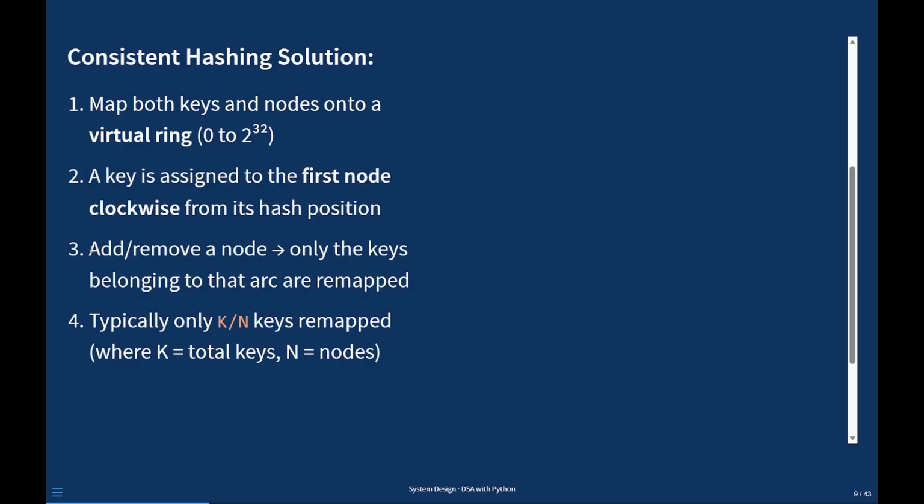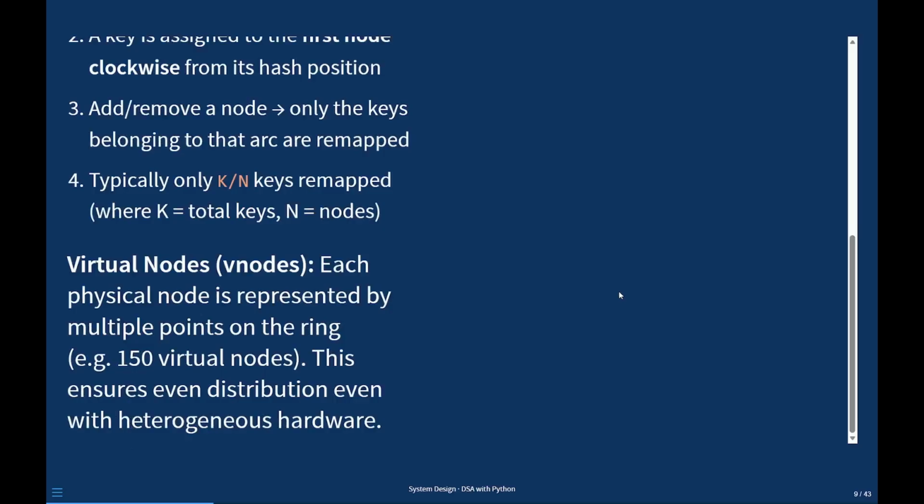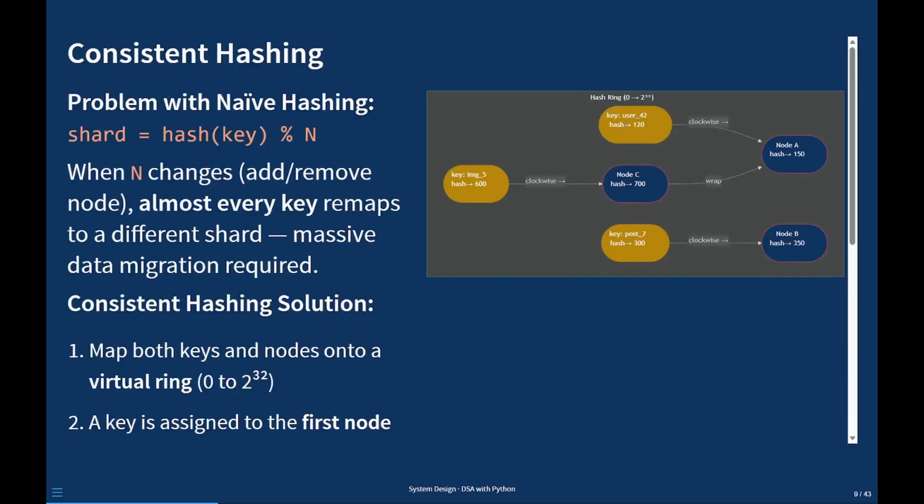Look at the diagram. Key user_42 hashes to position 120, and it gets assigned to node A at position 150, the first node clockwise. When you add a new node, only the keys between the previous node's position and the new node's position need to be remapped. When you remove a node, only its keys move to the next clockwise node. All other keys are completely unaffected.